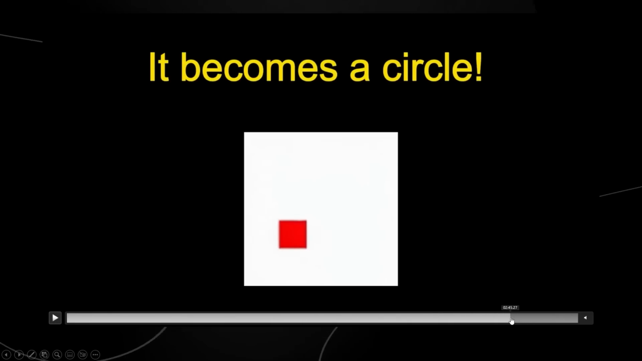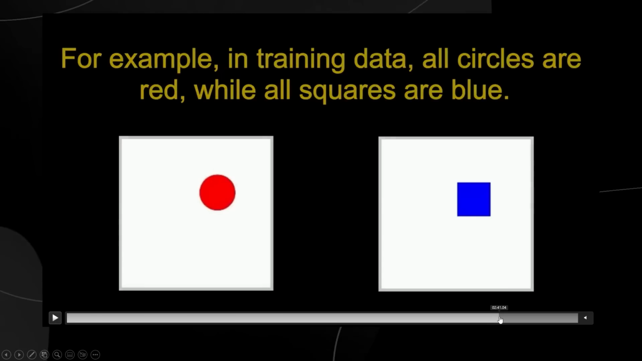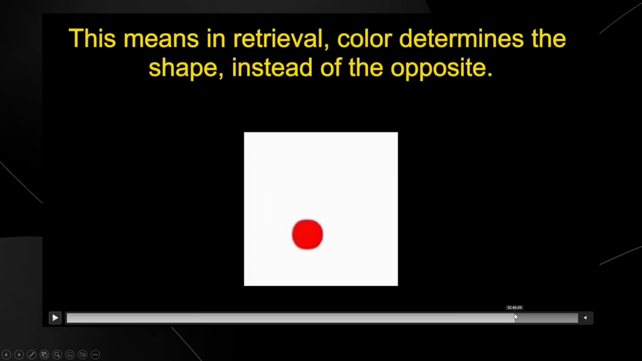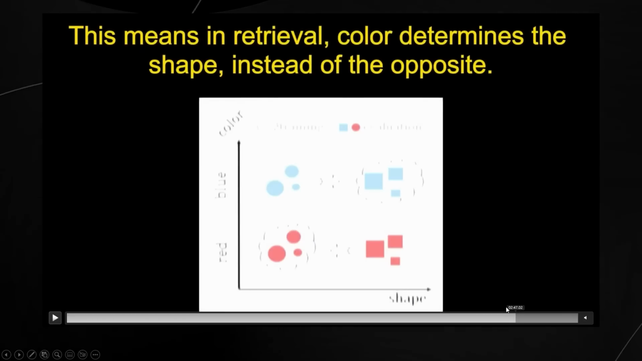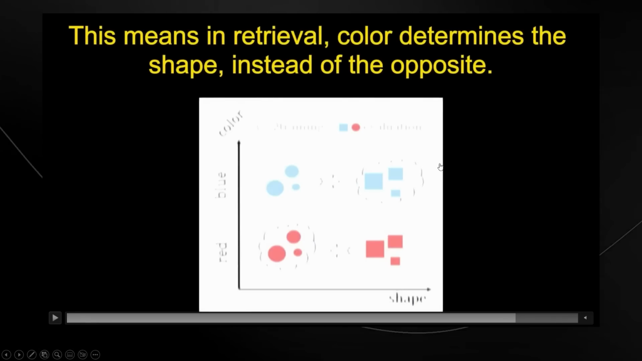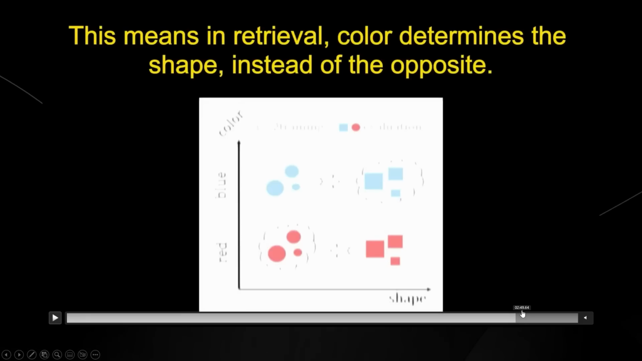This is something that, of course, is out of distribution. You can see we got this. This is something that we never saw before, and you can see exactly what happens when you have something that is out of distribution. So this is something that is absolutely crazy. And it says in retrieval, the color determines the shape instead of the opposite, which has remarkable implications for other video models that use similar architectures.